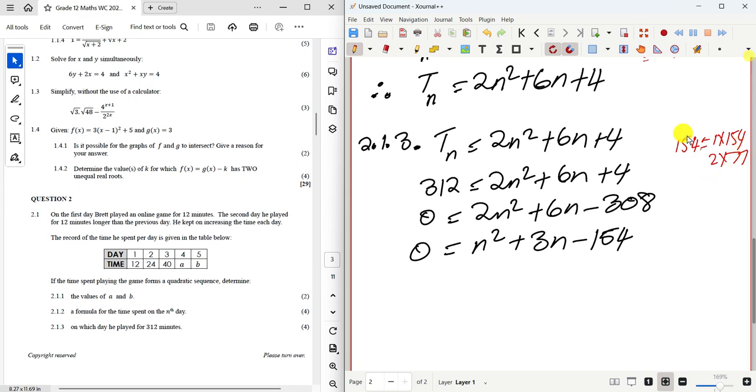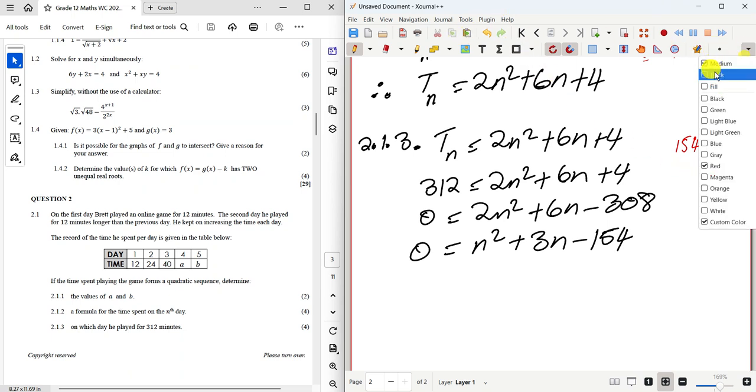3 is not possible. 4 is not. 5 is not. 6 is not. 7 is okay. Let's try 11. It's possible. So 11 times 14. All right. So yes, 2 times 77 cannot work, but 11 times 14 works. So we will use this.